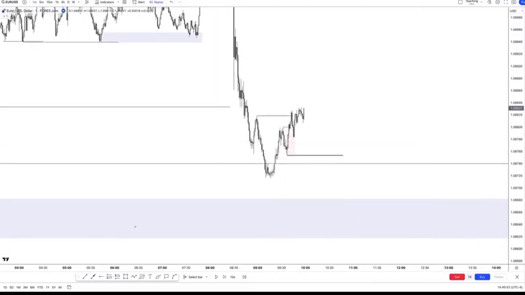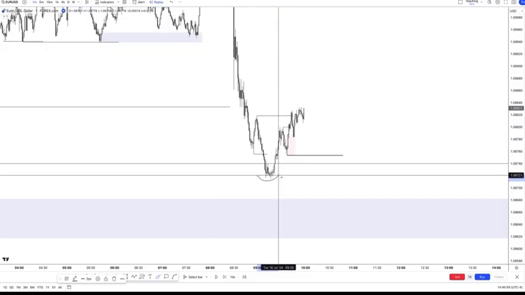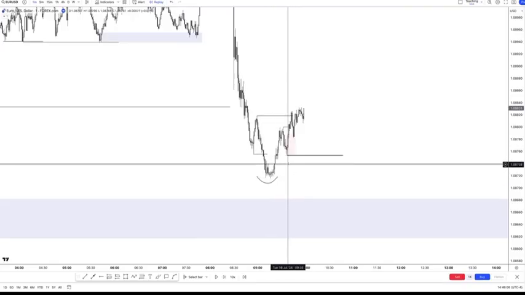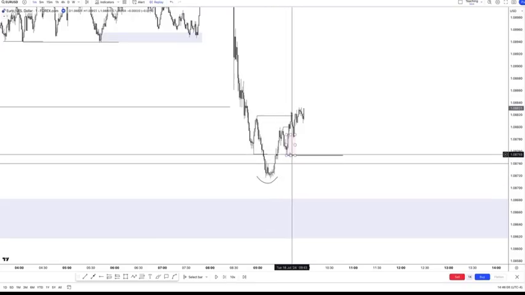Why? Because what do we have right below that? A liquidity block. So once that liquidity is taken, that thick black line, all buys are going to be valid after this liquidity is taken.